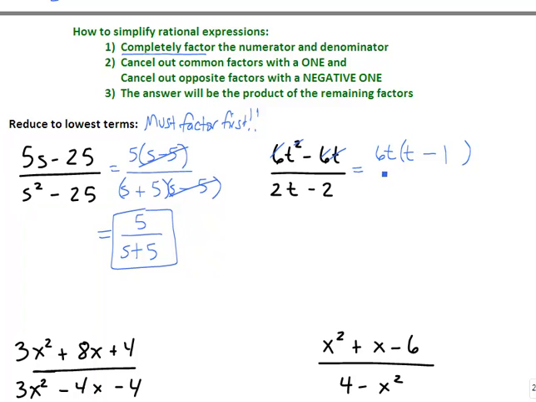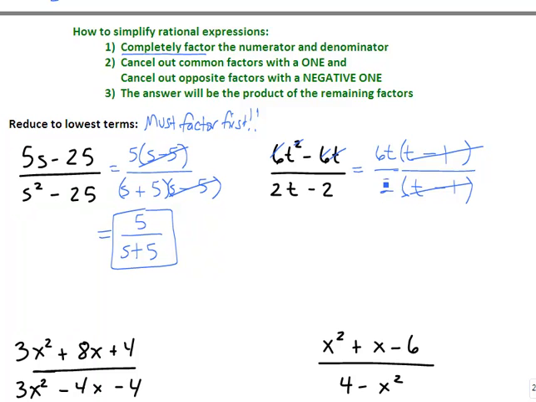factor. In the denominator, 2t minus 2, both of those have a 2 in common, so I can factor out 2, and that's going to leave me with t minus 1. Now that we've factored, we're ready to cancel. Notice that t minus 1 on the bottom is exactly the same as t minus 1 on the top, so that'll cancel to a factor of 1.